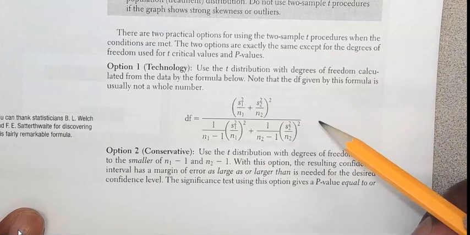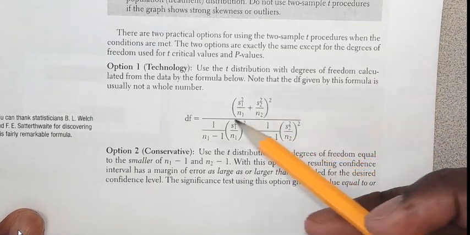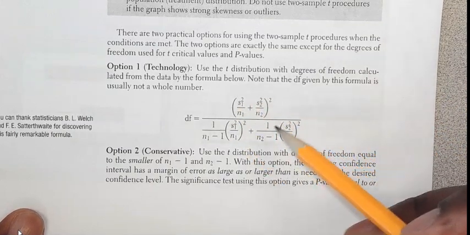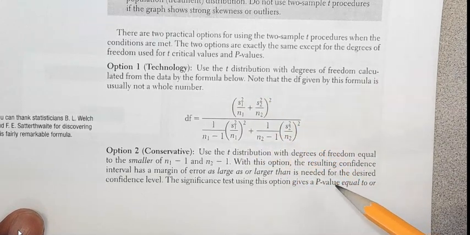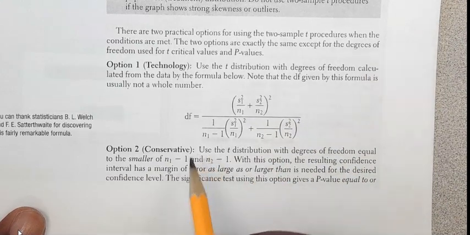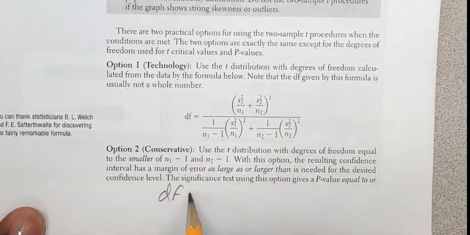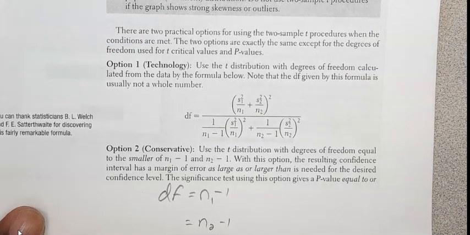So option one, we have this degrees of freedom formula, and here's the degrees of freedom if you're going to use technology. It's going to give you a decimal value, but this is the form you're going to use for degrees of freedom. If we're going to use our calculator to do it, we'll do that today as well. The conservative way, our degrees of freedom is still just n minus 1. So you have two degrees of freedom, one for the first n and one for the second n. Always take the smaller of the two.